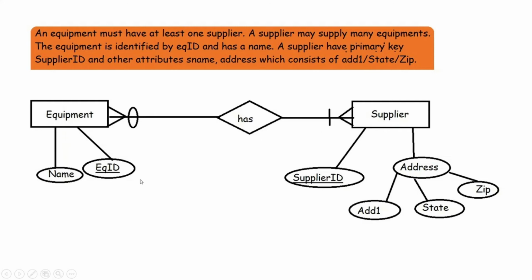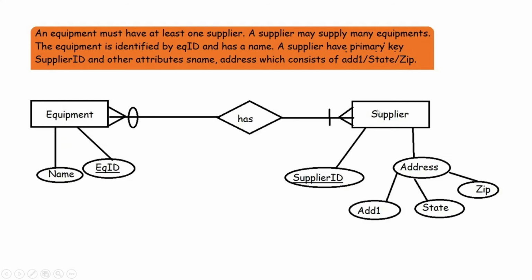If EQID was a foreign key, then the underline would have been a dotted underline. But in our case, it is a primary key, so it has a full underline under it. And name is another attribute. The normal attributes won't be underlined. They will be represented in an ellipse.